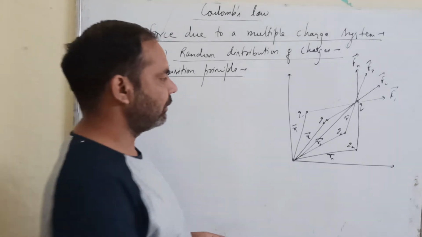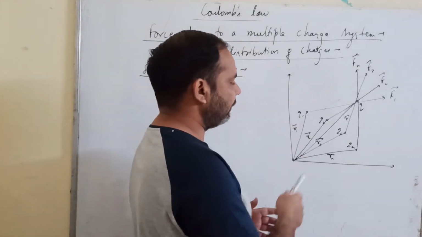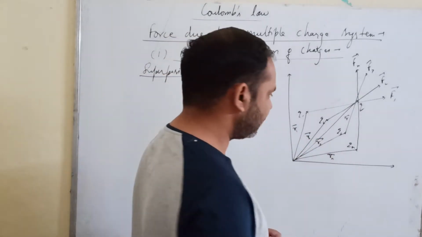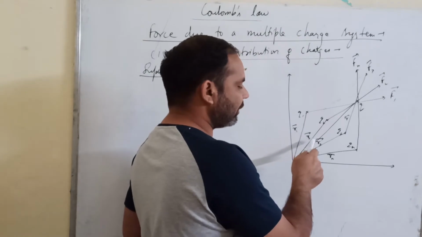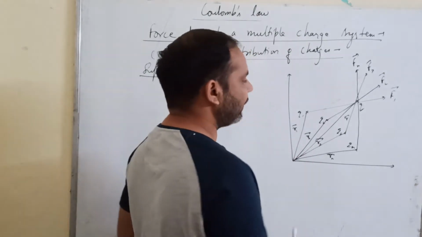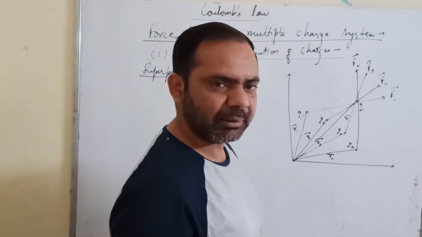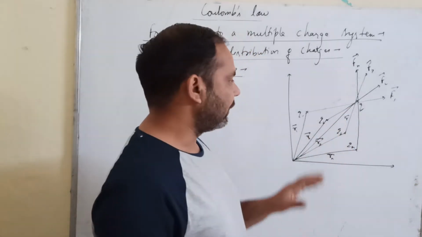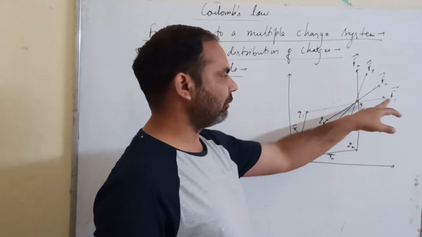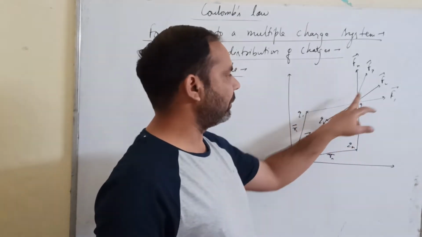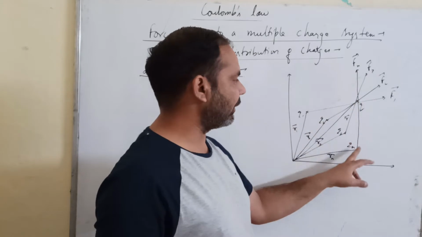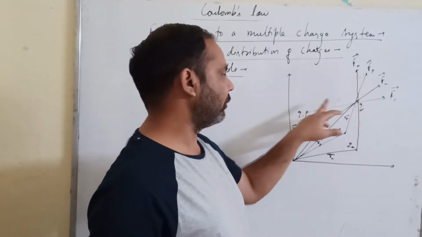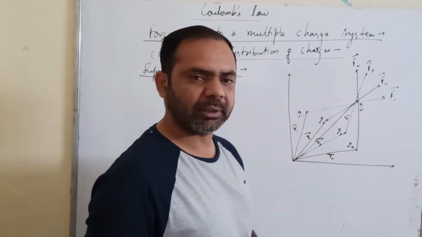First of all, suppose we have different charges q1, q2, q3, qn. Suppose we have an n charge system with position vectors r1, r2, r3, rn, and let us suppose that we have a force experiencing charge q located at a position vector r vector. Then the force on q due to q1 will be F1, due to q2 will be F2, q3 F3, and qn will be Fn. So these are the different forces acting on q due to the different charges.